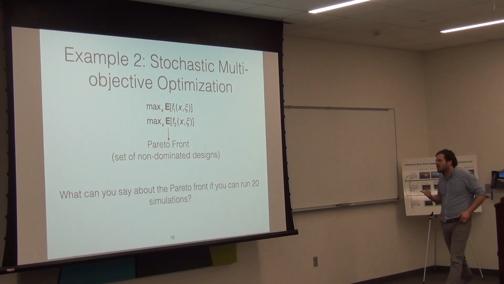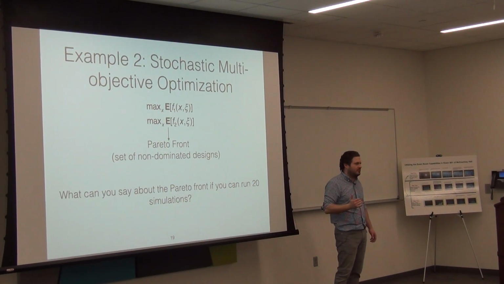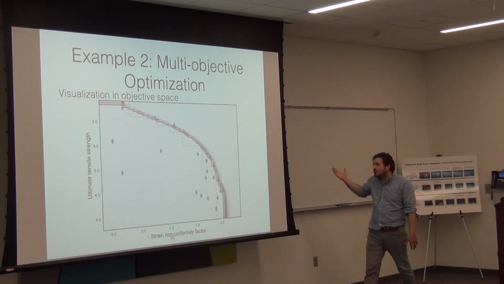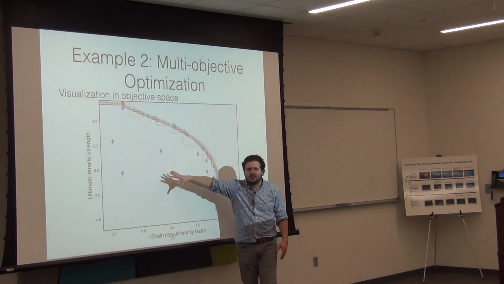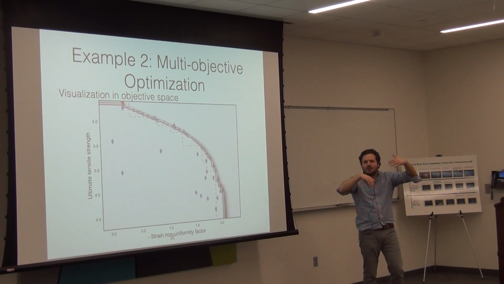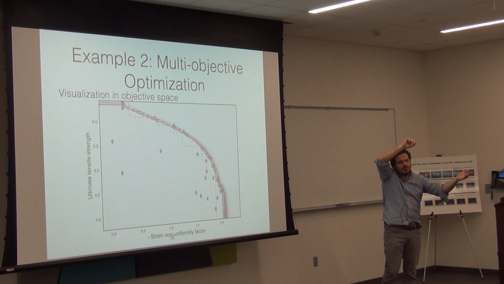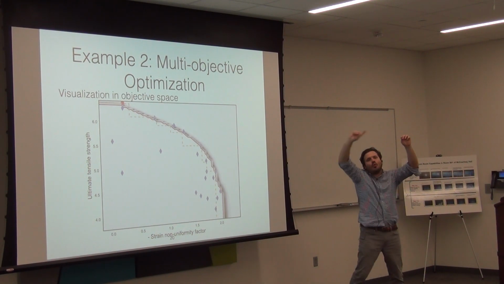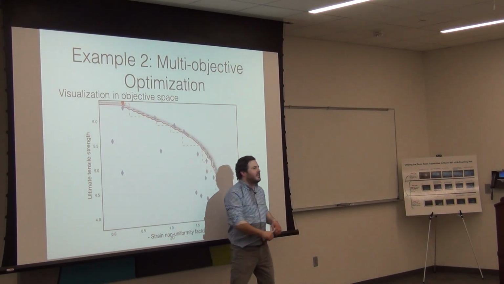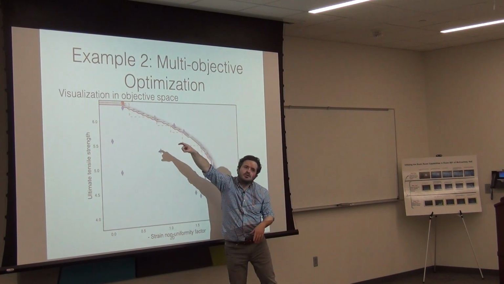So the question is, if you can run just 20 simulations, just 20, what is the best you can say about the Pareto front? So here's the best thing you can say about the Pareto front if you can run 20 simulations. Here are the 20 simulations in the objective space. In the background, we use these simulations, which come with their own x's, to build a Bayesian response surface, and then we sample functions from this probability measure, and for each function, we solve a multi-objective optimization problem, and we get one Pareto front, and then we grab another sample, and we solve another multi-objective optimization problem, we get another Pareto front.